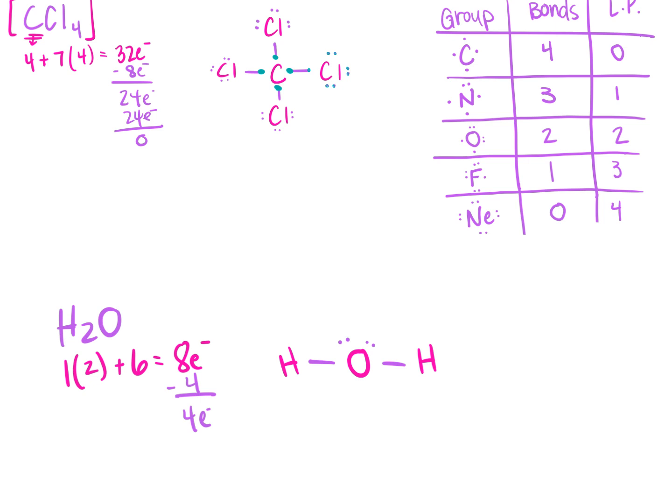Yeah, it did, right? 2 bonds, 2 lone pairs. Okay, so again, before I finish my molecule, I'm going to go check, did I use 8 electrons? And I did. 2, 4, 6, and 8. And then I'm going to check, is oxygen happy with its octet? 2, 4, 6, 8. Yes, and hydrogen's good to go.